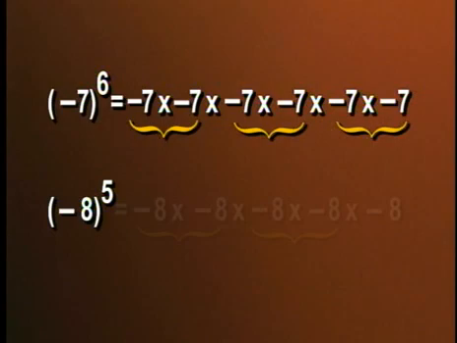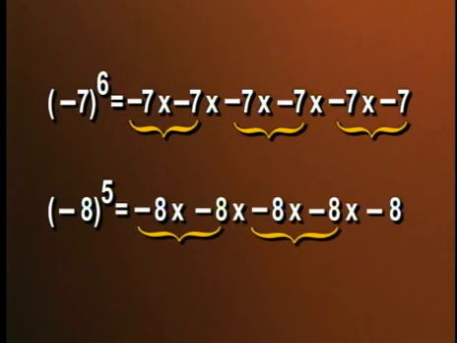Negative 8 to the 5th, notice we cannot pair up all the negative 8s. And the reason is we have 5 of them. We can pair up 4 of them, and of course negative 8 times negative 8 is 64, and 64 times 64 is going to be a large positive number. When we multiply that large positive number by the last negative 8, we are going to get a negative number.